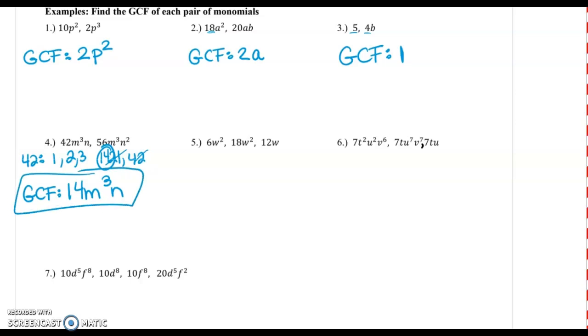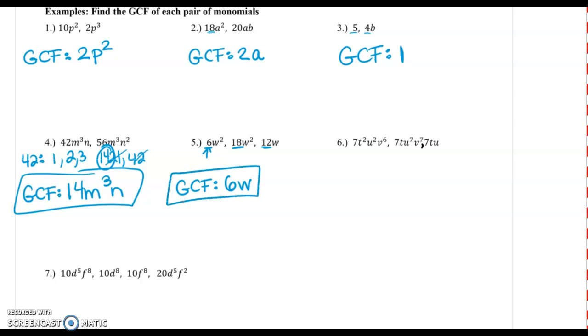All right, for number 5, now you have 3 terms. So we're still going to do the same thing. We're going to look at all 3 terms here, and we want the largest number that can go into all 3 of those. So we can still start with our smallest number. 6 goes into itself, it goes into 18, it goes into 12. So 6, w to the second, w to the second, w to the first. So we're going to do w to the first.